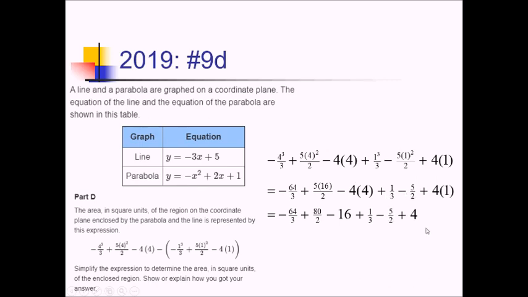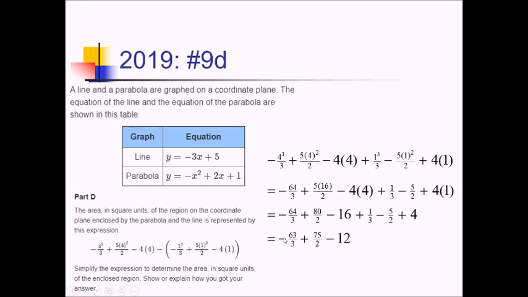4 times 1 is really 4. Great. Okay, let me combine like fractions at this point. So I've got negative 64 over 3 and 1 over 3. That adds up to negative 63 over 3 if I combine those fractions with the same denominator. And then 80 over 2 and negative 5 over 2 combines to give us positive 75 over 2. And then finally, we have negative 16 and positive 4 combines to give us negative 12.